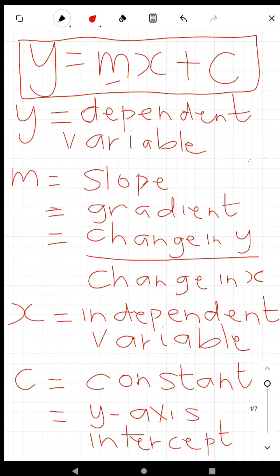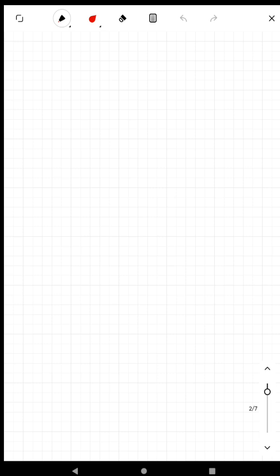Then the value of c is a constant, but c precisely is the y-axis intercept. So when we talk about the y-axis intercept, which is c, it is actually the y-axis intercept.